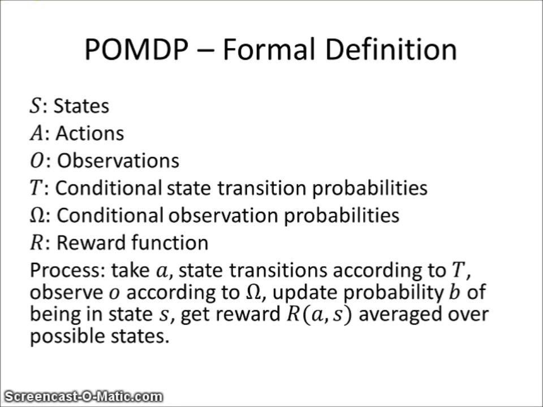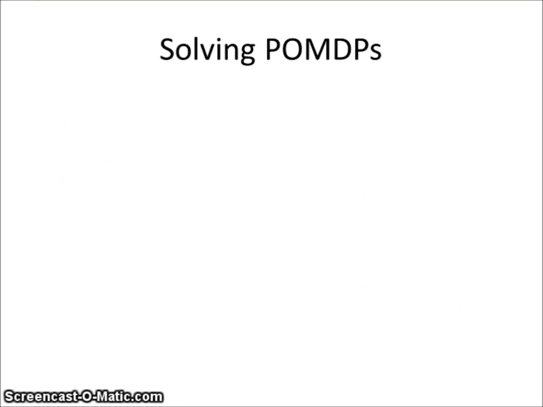We take an action, the state transitions, same as an MDP. Now we're going to have an observation. According to omega, we're going to update our belief probabilities, and then we're going to collect a reward. It's a function of S. Since we don't know S, we're going to need to average that reward over possible states based on our current beliefs. Next, I'll talk a little bit about solving POMDPs.